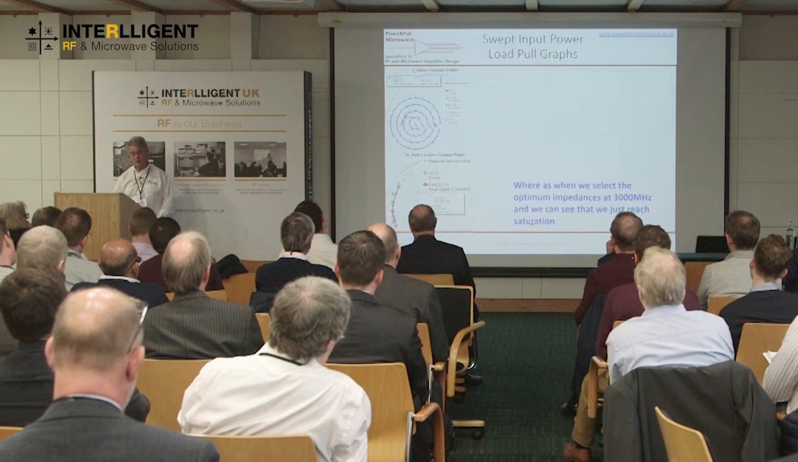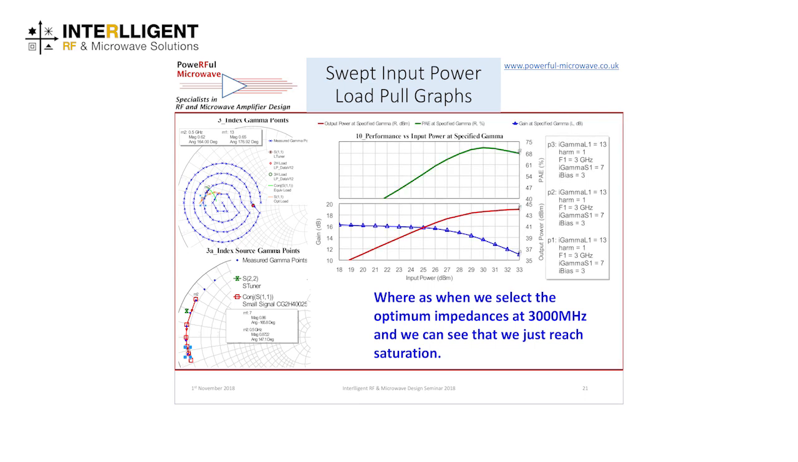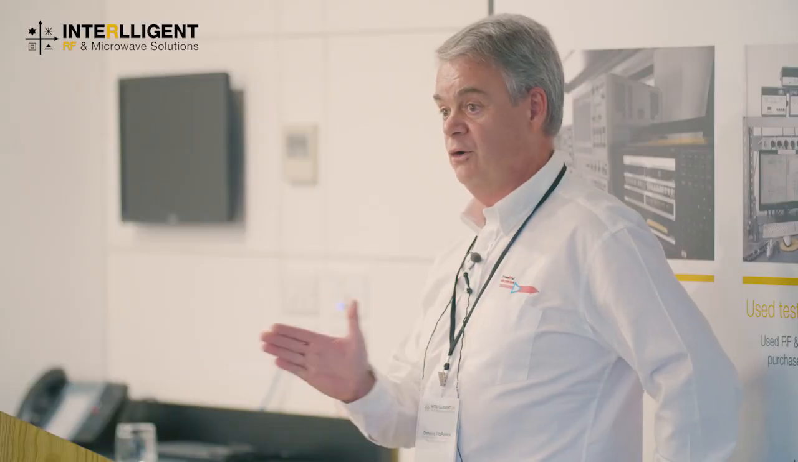And if we repeat this now at 3 gigahertz, we've moved the fundamental marker over and we've moved the source marker over, and we're looking at the power plot. And here we can see at 3 gigahertz where we've got less gain, we're starting off in the linear region and we're going up to about 5 dB of compression, which is a good power sweep to have so we can evaluate the device properly.